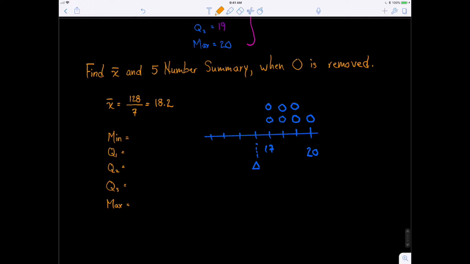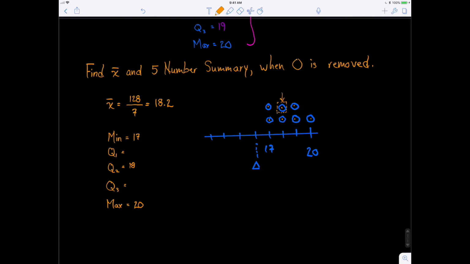Notice now we know the maximum is still 20. That one's easy to see. Our minimum is 17. And since we have 7 values, that means that the 4th value, counting from either the top or the bottom, would be our Q2. So we'll start here: 1, 2, 3, 4. I'm thinking it's going to be that 18. Let's try it again: 1, 2, 3. Now remember, we're going the other direction, so 4, and there it is again, so Q2 is 18. I'll put a little box around that.